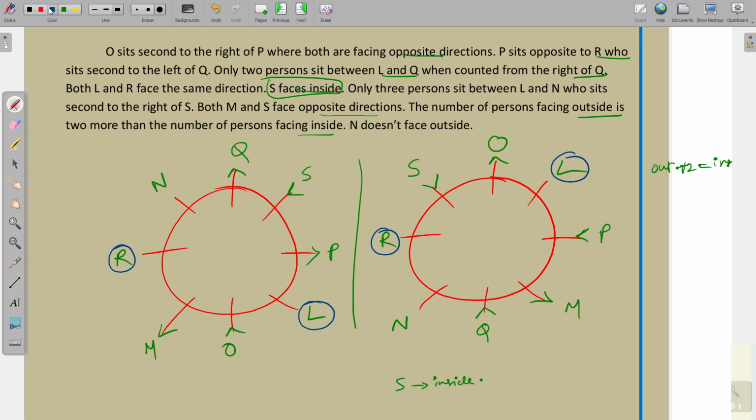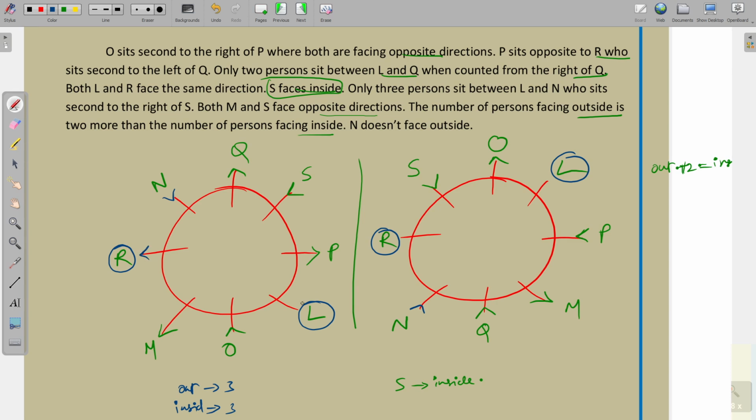So let's check once: n doesn't face outside, in the sense n is facing inside. So n is facing inside. From the first possibility, first find how many persons are facing outside, starting from q: 1, 2 and 3. So total 3 persons are outside and inside, look once, 1, 2 and 3 persons are inside. So what is the condition? Outside is 2 more than inside, so only 2 places we left, that is R and L.